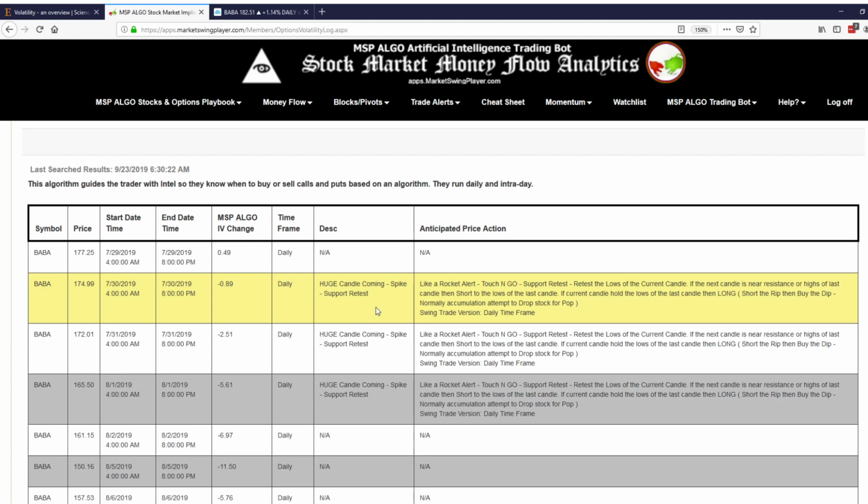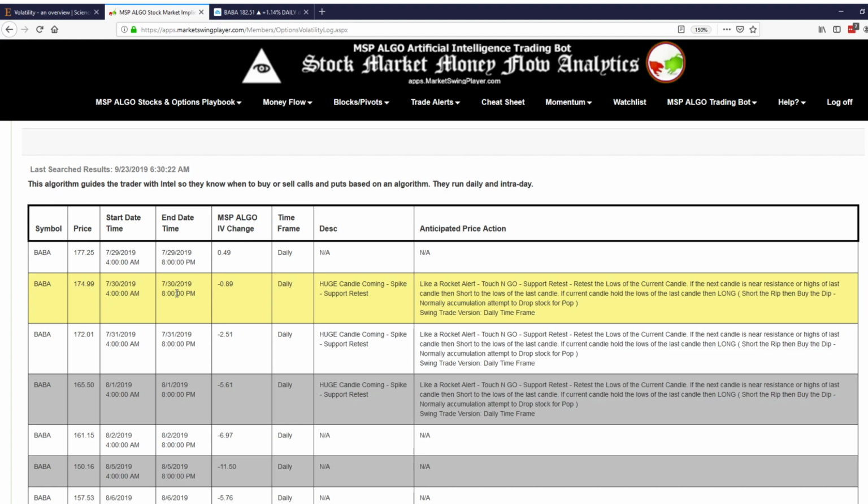Okay. So it says huge candle coming, spike, support, retest. Okay. And then it gives the anticipated price action, like a rocket alert, touch and go. Support, retest. So we know it's saying it's going to retest support, retest the lows of the current candle that occurred this day. So this is 7/30, so it's saying we should retest the lows of 7/30. That's all it's saying, okay?